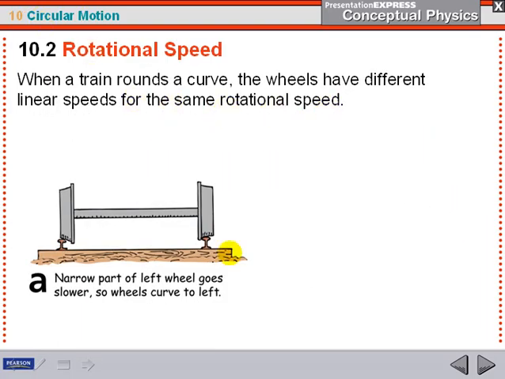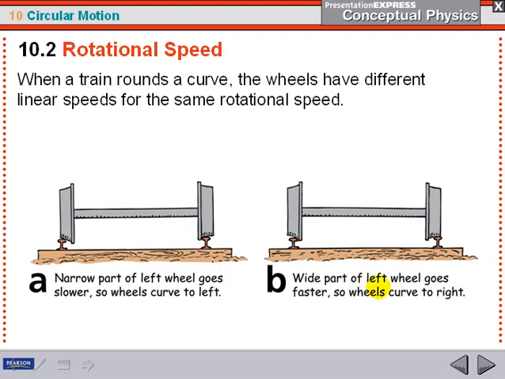And here it is, looking at it as you see it going around. You can see the narrow part here is traveling less, so this side is going to move faster, and then it's going to correct it back and move the wheel to the opposite side. So the train is going to move that way, because this side is going to move faster.